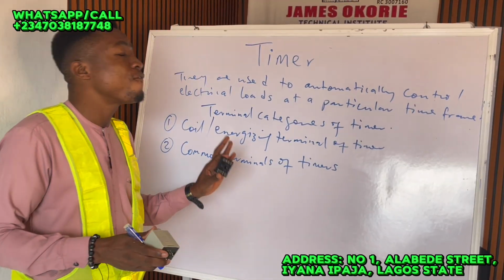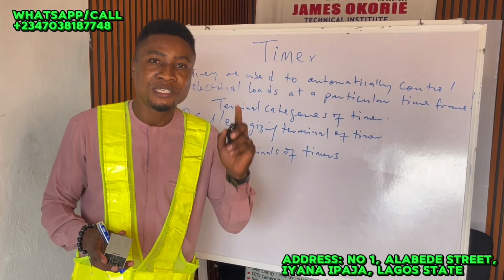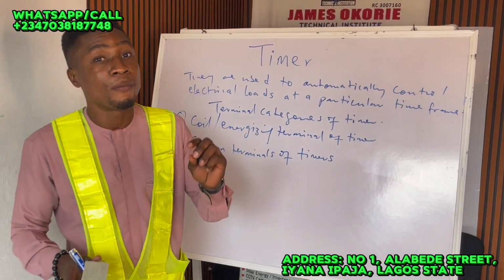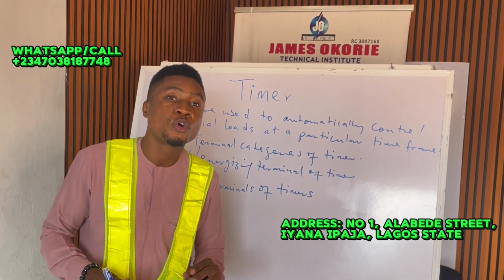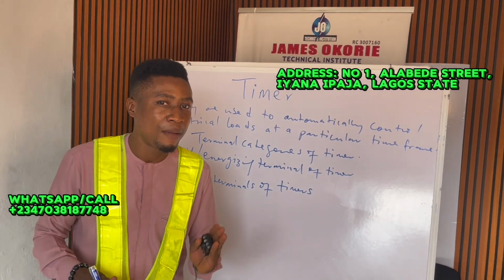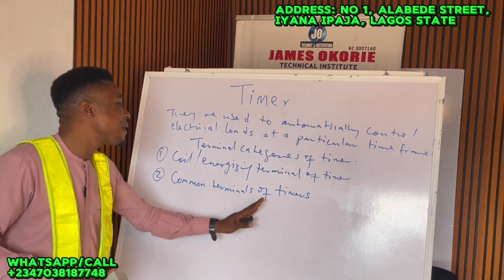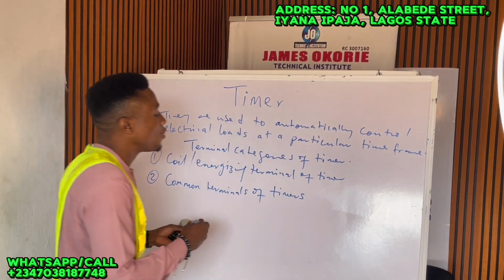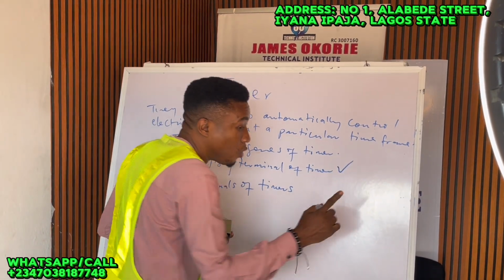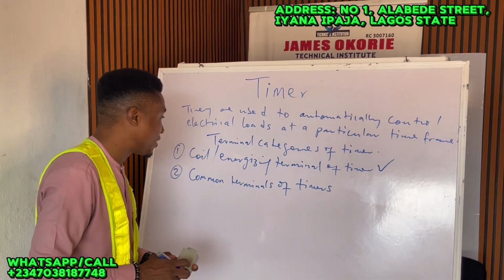We said that we have 4 terminal categories of timers. Number 1 is the coil, or energizer terminal of the timer. Number 2 is the common terminal. Number 3 is the normally open terminal. And number 4 is the normally closed terminal. Today we are on number 2, the common terminal of the timer. We have already done number 1. You can check and watch the video on our page so you can understand.